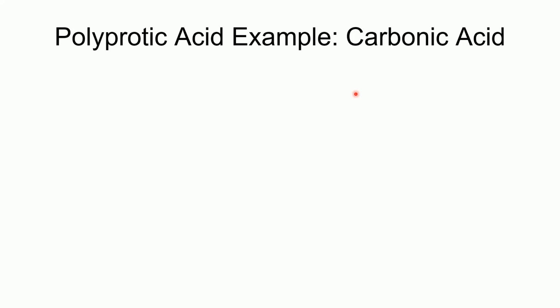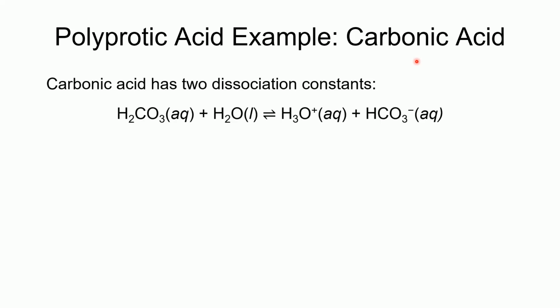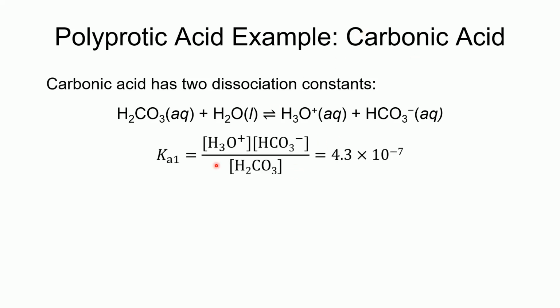So just one example of a polyprotic acid, we're going to pick carbonic acid. Carbonic acid is the acid that you get when you dissolve carbon dioxide in water. Well, carbonic acid has two dissociation constants. So here is the dissociation of carbonic acid to give us hydronium and bicarbonate ion. And that has a Ka value, Ka1, hydronium times bicarbonate over carbonic acid, and that has a value of 4.3 times 10 to the negative 7.